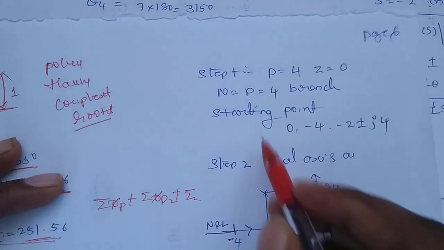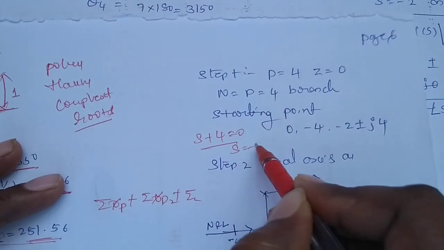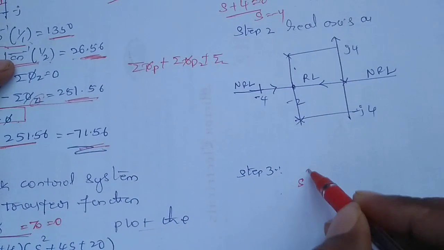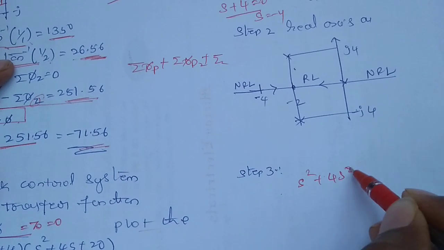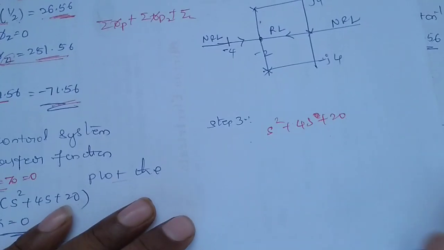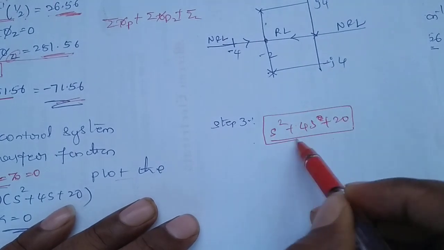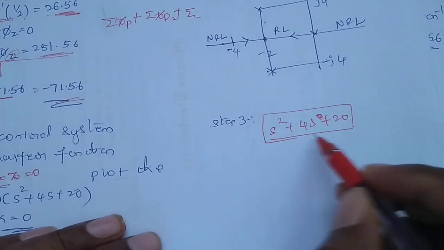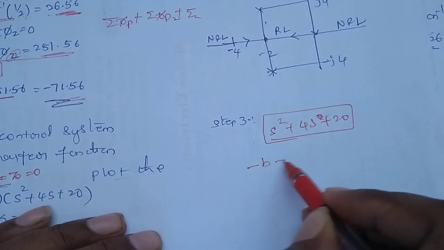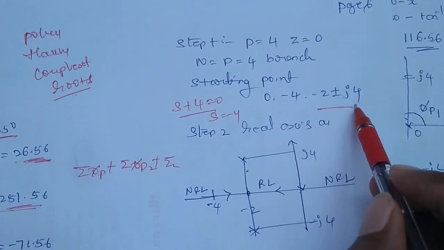Then you have to equate the denominator to 0. So s plus 4 equal to 0, s equal to minus 4. Then from the quadratic equation s^2+4s+20, 20 can be divided into 5 times 4, or 10 times 2, but it is not factorizable, it is an unsolvable quadratic. Hence we can use the standard formula, minus b plus or minus square root of b^2 minus 4ac divided by 2a. You will get the poles minus 2 plus or minus j4.